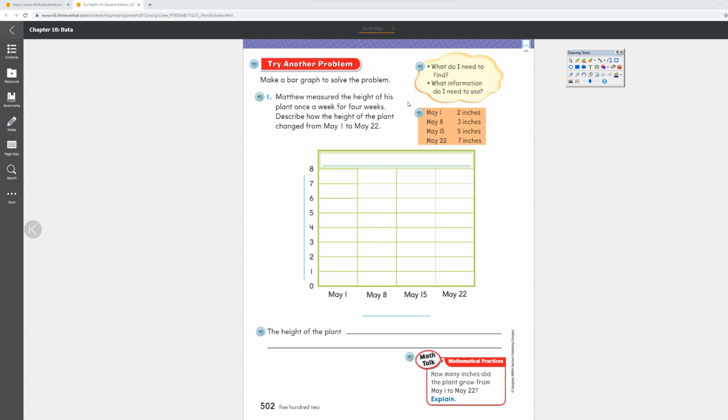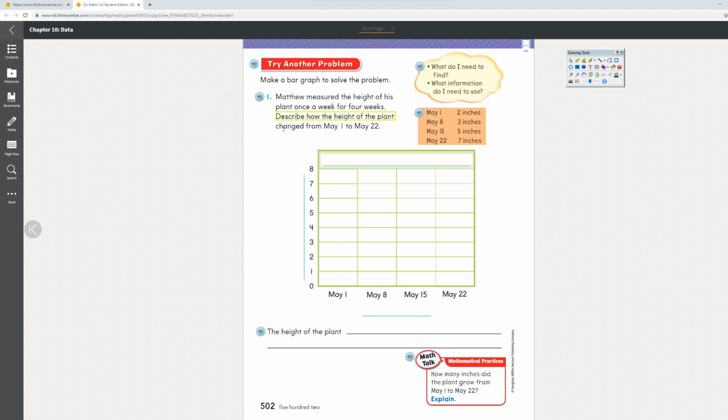Matthew measured the height of his plant once a week for 4 weeks. So just this one sentence, we can see that the survey was conducted by Matthew, and he measured the height of his plants one time each week for 4 weeks. So we can see here's the data that he collected by doing that. On May 1st is when he started, and he got 2 inches. And then he did that one time every week, so you can see here we're skipping 7 days each, so 1 week, for 4 weeks, so we have 4 weeks total.